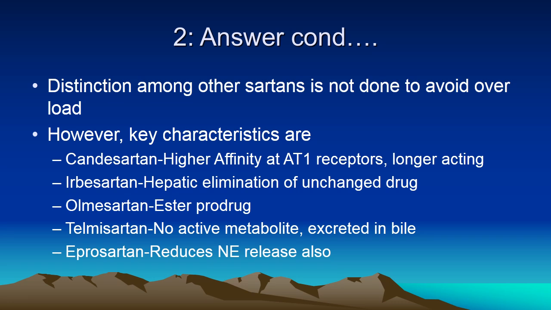Here we have not distinguished among the various sartans to make it simpler to understand. However, if more clues are given, we can identify the individual drug. For example, candesartan has higher affinity at AT1 receptors and is longer acting. Irbesartan is eliminated by the liver. Olmesartan is an ester prodrug. And telmisartan has no active metabolite and is excreted in bile. Eprosartan also reduces noradrenaline release. If these clues are given, then we can identify these sartans.